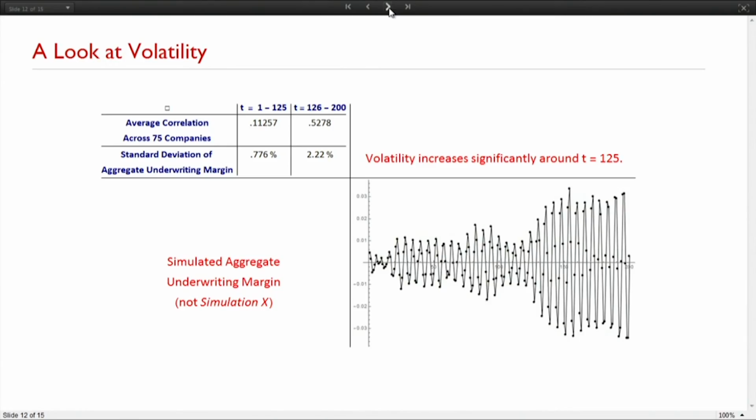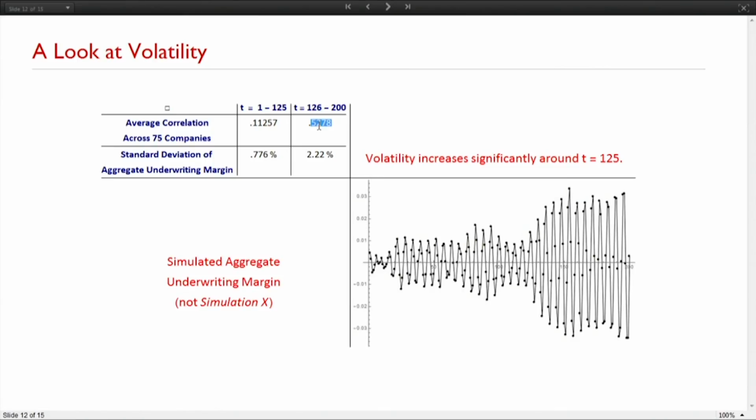Okay, now something else to look at, volatility. This is an aggregate margin. This is not simulation X. I picked this simulation because right around t equals 125, the market becomes more volatile. I mean, you can see it. But also, if you look closer, or if I do more calculations, the correlation across the companies goes up in periods of volatility. Right? Well, that has some intuitive sense to it. In periods of volatility, companies start behaving together.